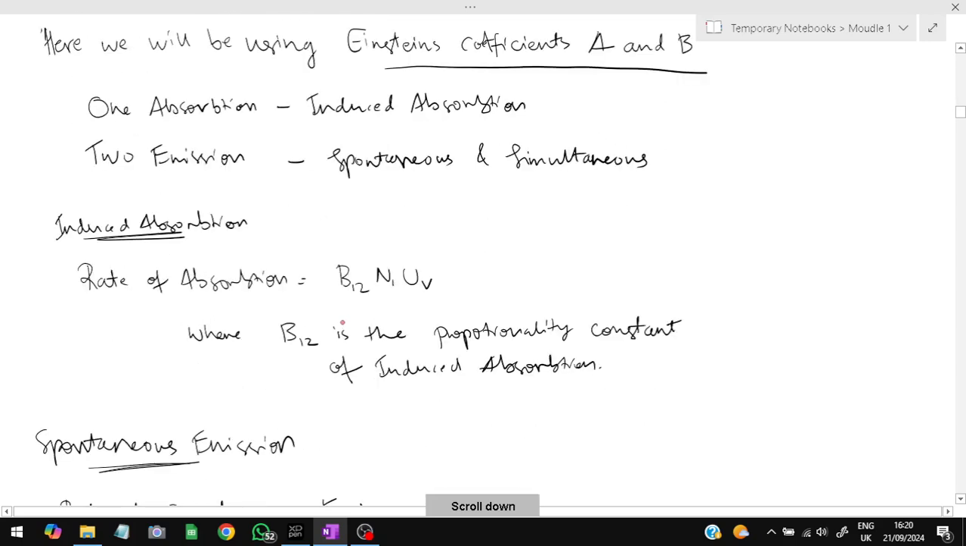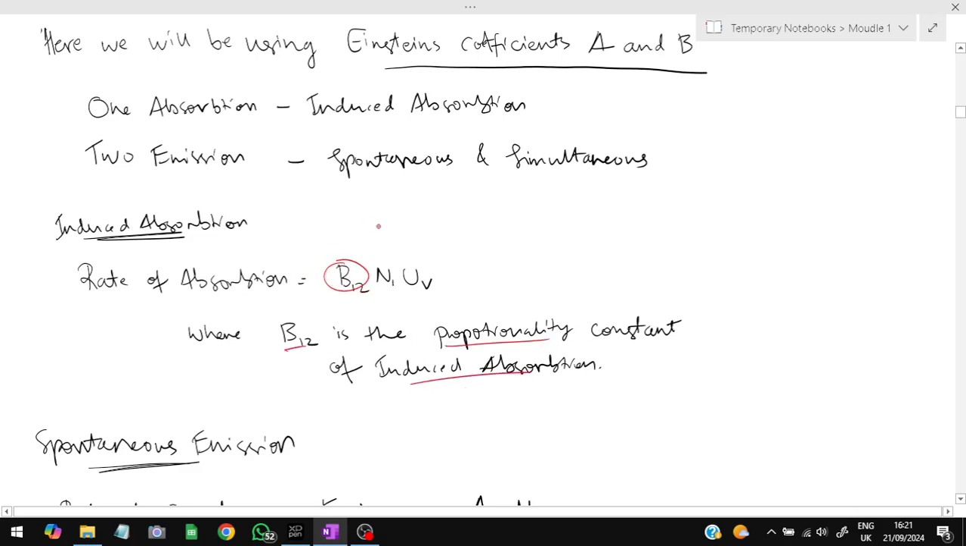Okay, so what is induced absorption? Induced absorption is the rate of absorption. That is equal to N1 into UV, and B12 is the proportionality constant, because the absorption happens with respect to how much energy density is there and how much population is there. This is the population, this is the density. If there are more electrons and more density, that will increase the rate of absorption. To remove the proportionality, we'll be using the constant B12. So B12 is the proportionality constant of induced absorption.